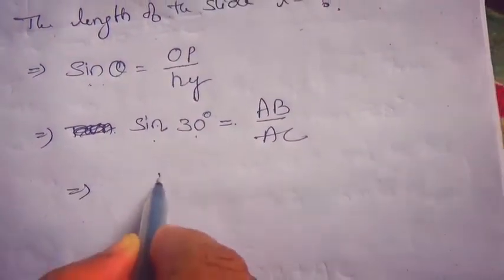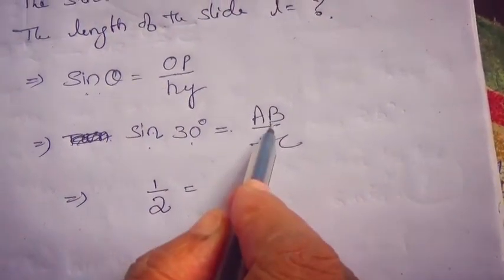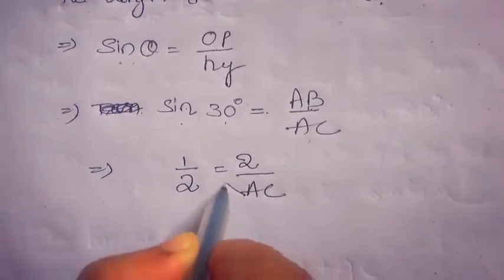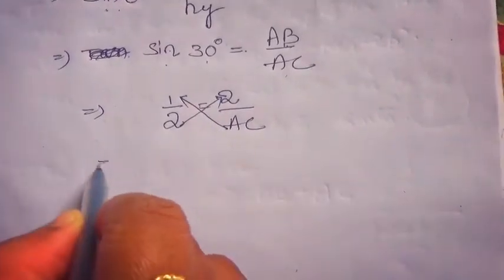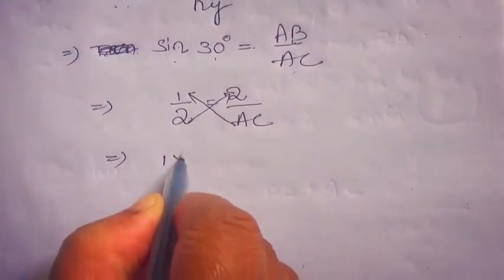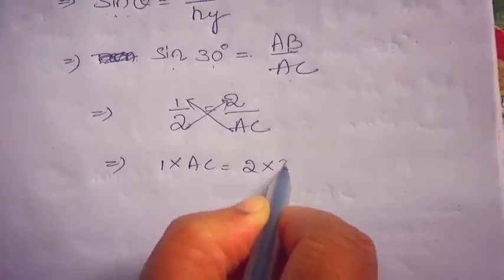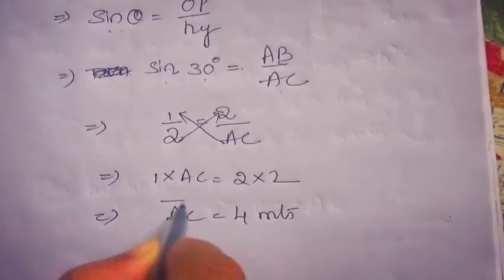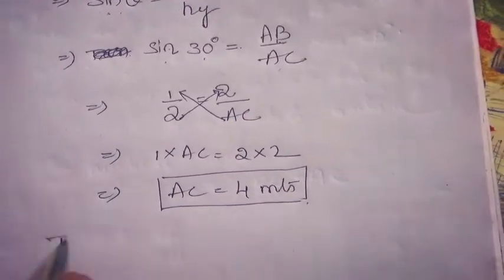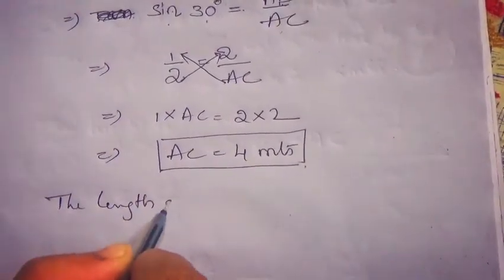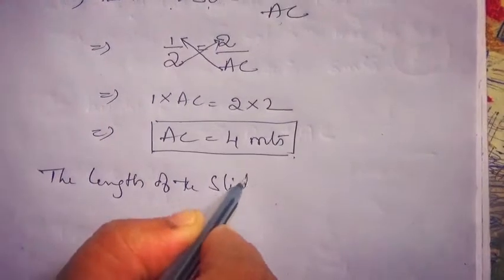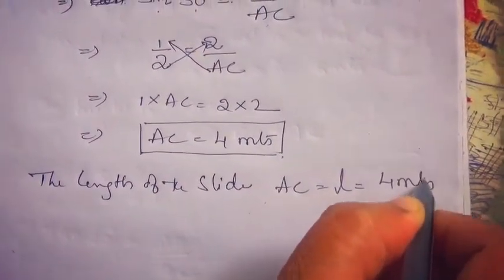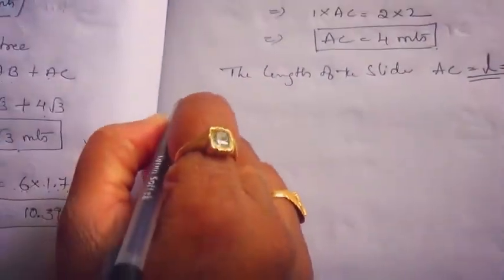That implies sine 30 degrees value is 1 by 2. AB we know, that is 2 meters height, and AC we don't know. Cross multiplication: 1 into AC is equal to 2 into 2. That implies AC is equal to 4 meters. This AC is nothing but the length of the slide, so L is equal to 4 meters. That's it, here is the answer for this third question.